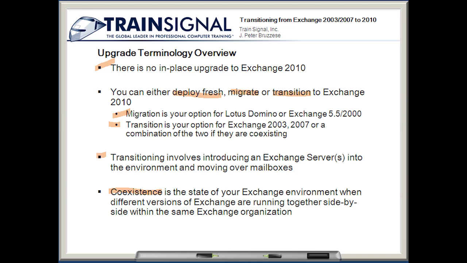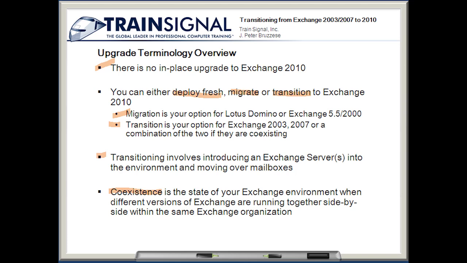Or in some cases, you might even have three different versions, 2003, 2007, and 2010, all running together in a state of coexistence. Now you might say, well, is there anything wrong with that? Is there a problem with keeping that going for a period of time? Actually, there isn't. You can stay in that state of coexistence for as long as you'd like. However, in order for your mailboxes to take full advantage of the features that are available with Exchange 2010, they're going to have to be on 2010 Exchange servers.